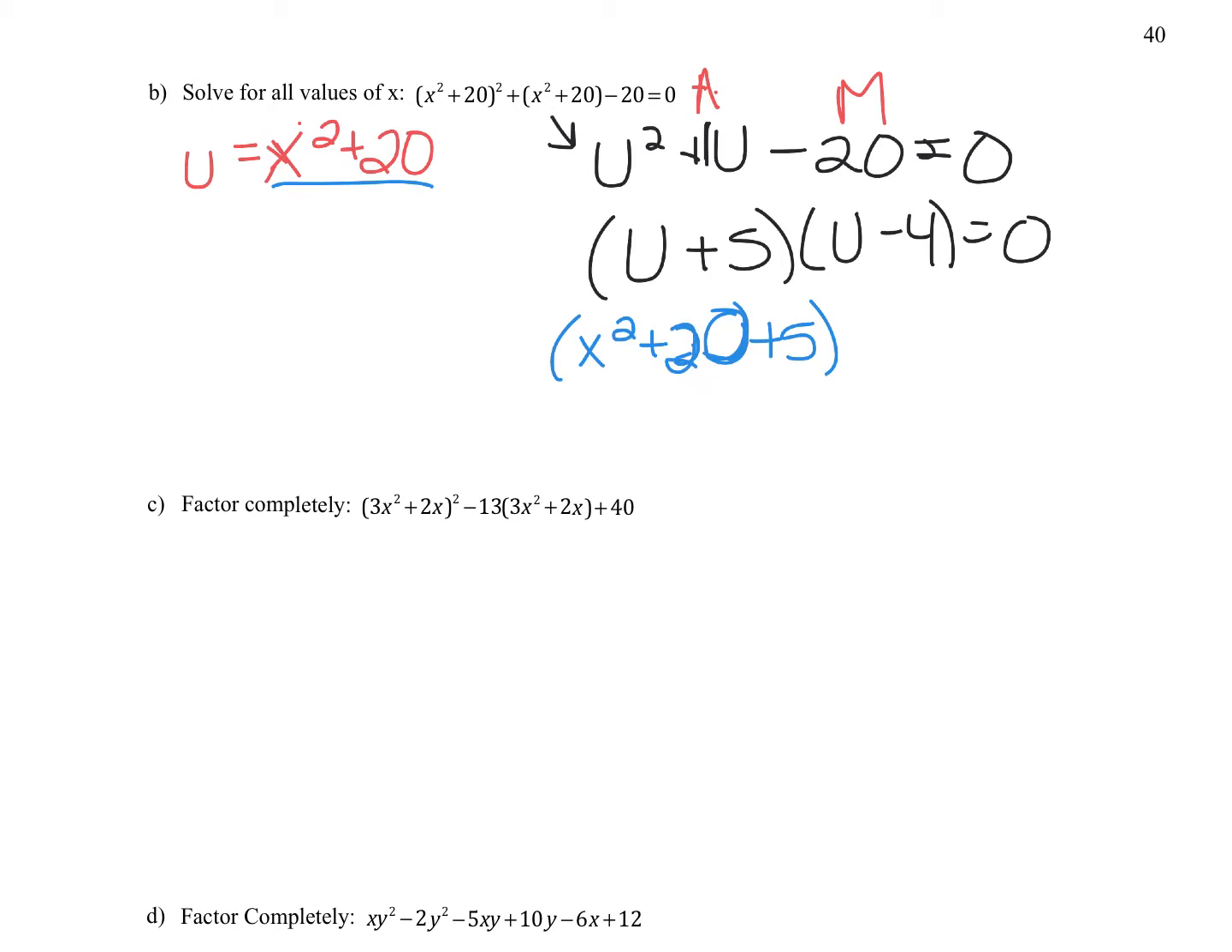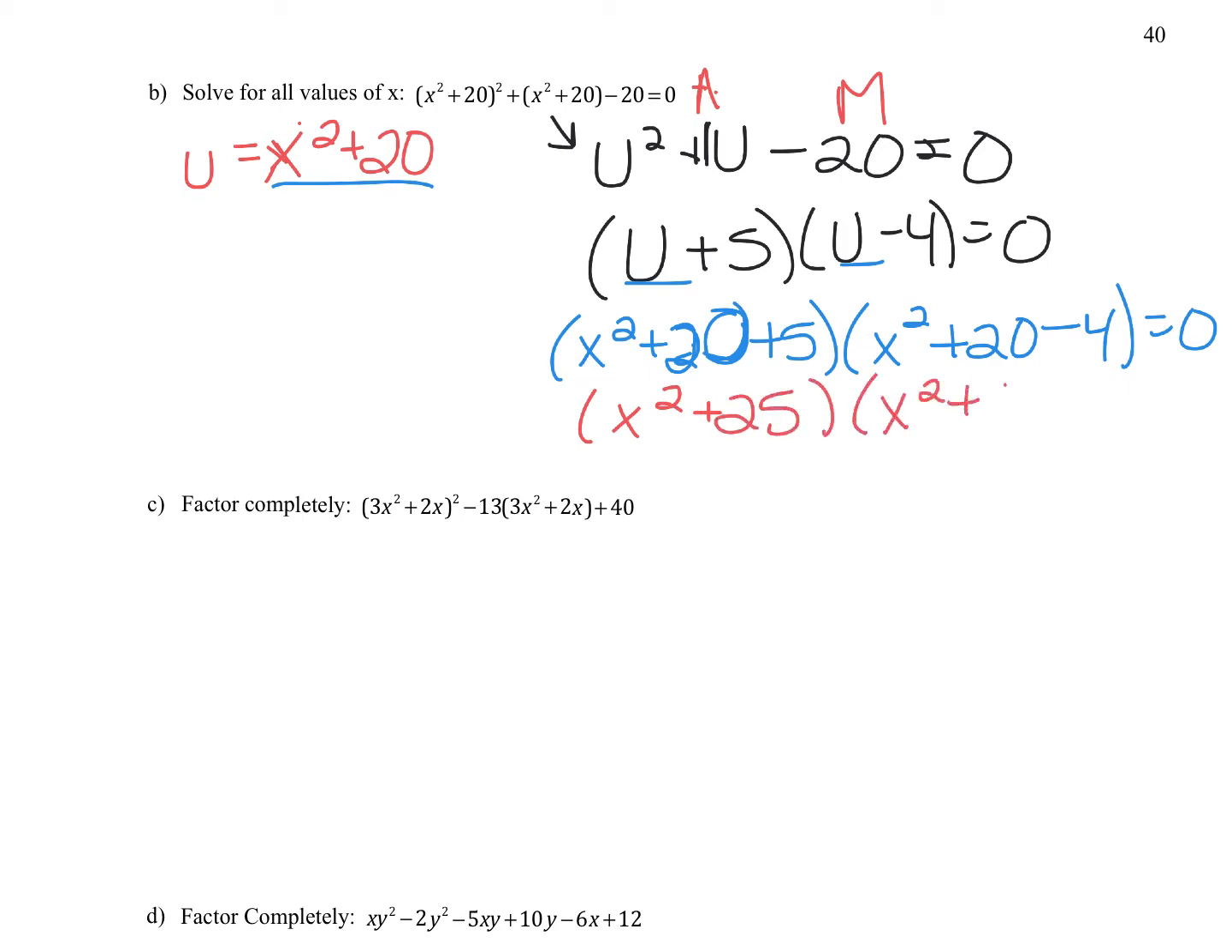I could write parentheses here. I see I'm just going to combine like terms next, so I don't need to do that when I plug in the u's. So this one also plus 20, x squared plus 20, plugging in for these two u's, then the minus 4. Simplifying each of my factors, this one I get x squared plus 25, and this one I get x squared plus 16.